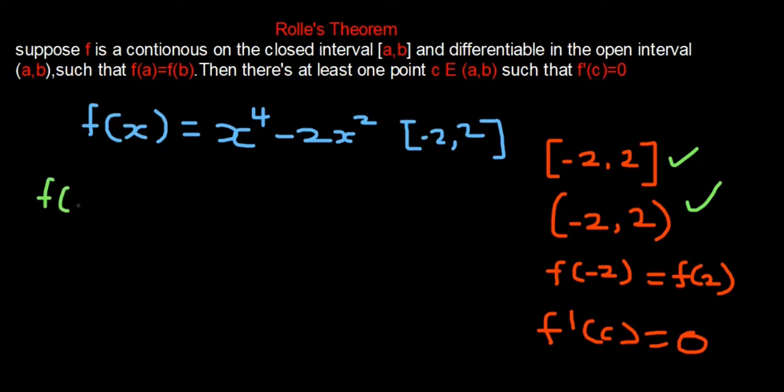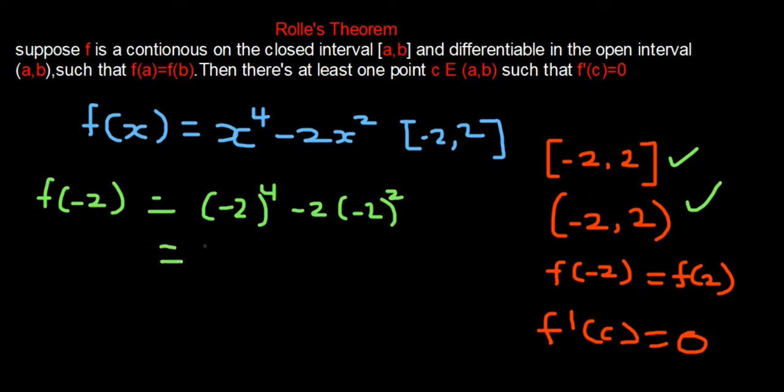So f of -2, I'll have -2 to the power 4, minus -2 into brackets, -2 to the power 2. So this will give me 16, and then -2 squared will give me 4, times -2, this will give me -8. So when I subtract 8 from 16, I have 8. So that's what you got for f of -2.